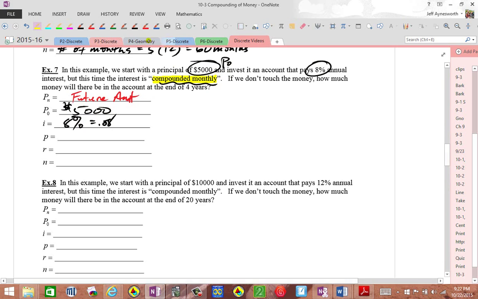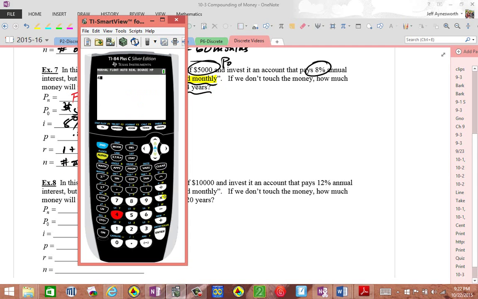Same problem. My periodic interest rate, I've got to take 0.08 and divide it by 12 because there are 12 months per year. This is my periodic interest rate. Now my growth factor is 1 plus p, or 1 plus 0.08 divided by 12. Now I want to figure out how much is there at the end of 4 years. And remember, this is in number of months now, because we're compounding monthly, not yearly. So we've got to take 4 times 12. That should be 48.